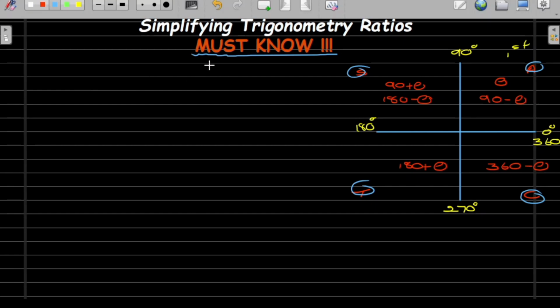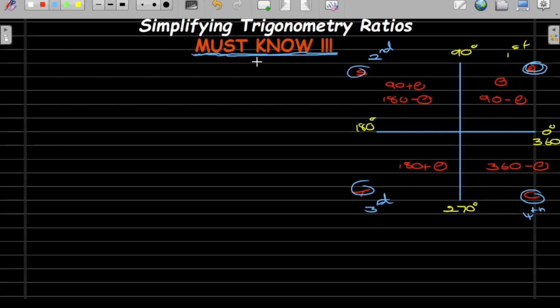So in this video I am going to be going through the must knows of simplifying trig ratios. Some of you guys, if not most or all of you, are already familiar with the CAST diagram, right? So we know that we have four quadrants: quadrant 1 or the first, and then this will be the second, and this will be the third, and then we have the fourth quadrant.